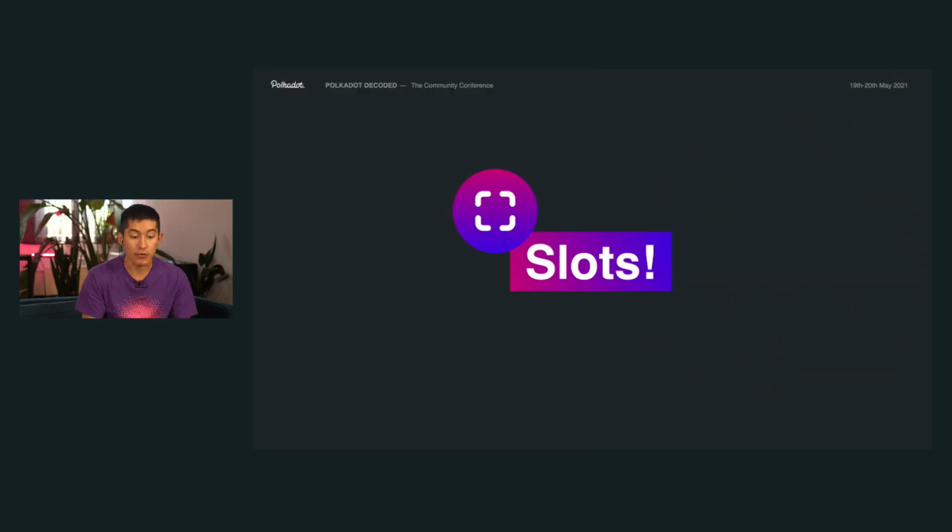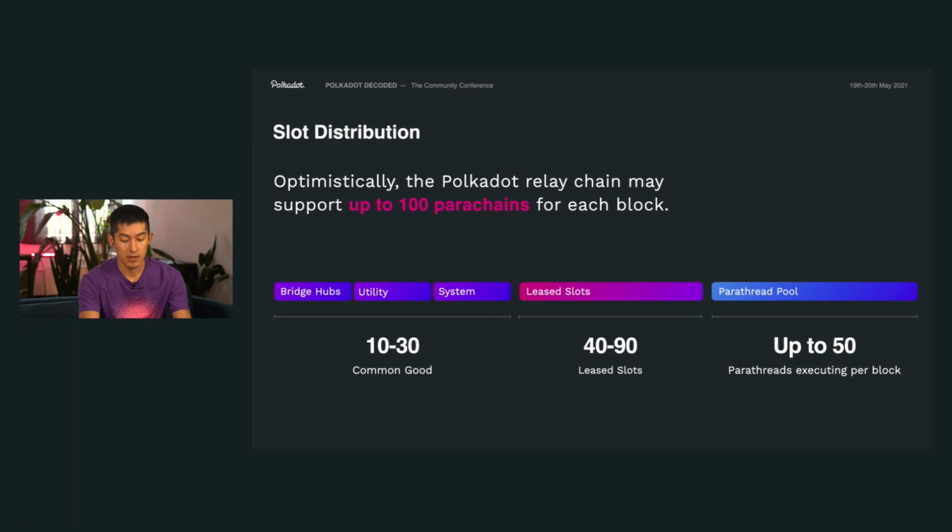So for that, we're going to talk about slots. Let's go for it. Slots is the term we use to describe availability for a parachain to connect to Polkadot. Optimistically, we think that up to about 100 parachains could be supported at a single time on Polkadot, and for that we would need 100 slots. Now, not all parachain slots are created equal. There will be somewhere between 10 and 30 what we call common good chains.